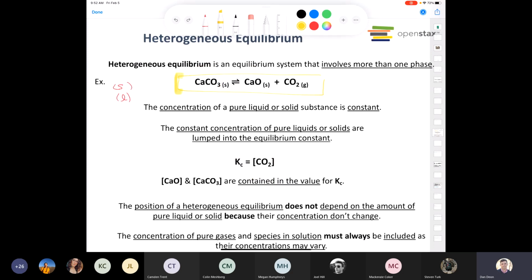A solid doesn't have a concentration. And when we see pure liquids, they don't have concentrations either. So we'll leave those out too.